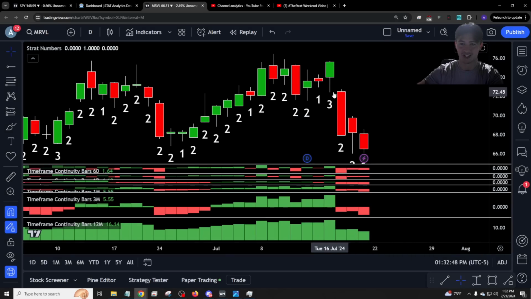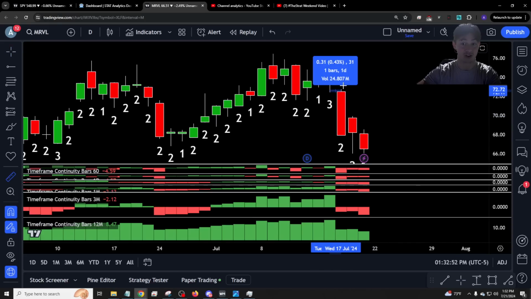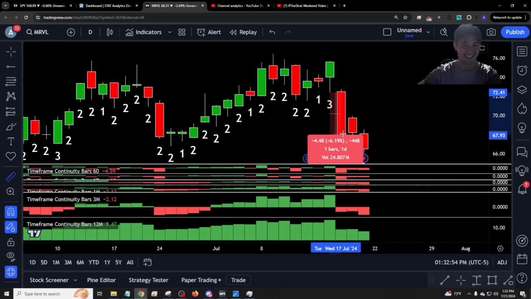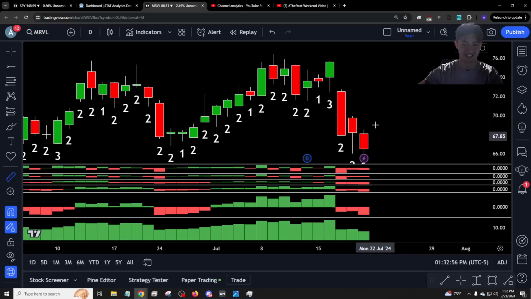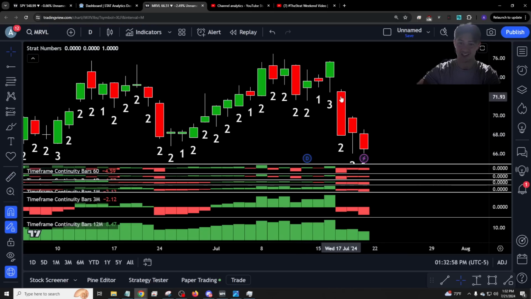3 and then 2 reversal here and then get short. And you can see, like we're saying, just how small the stop is. 31 cents, and then boom, $5. And then it keeps going because at full time frame continuity, 60-day, week, month, and quarter all red in here. But hopefully you can see what I mean there.